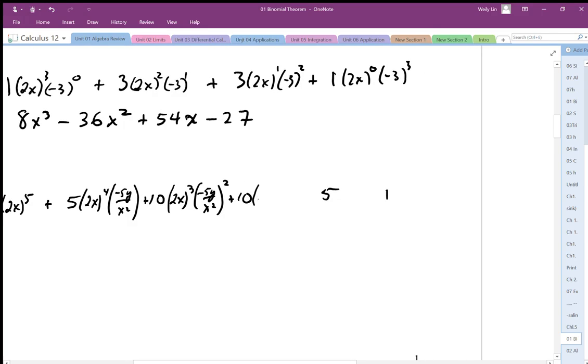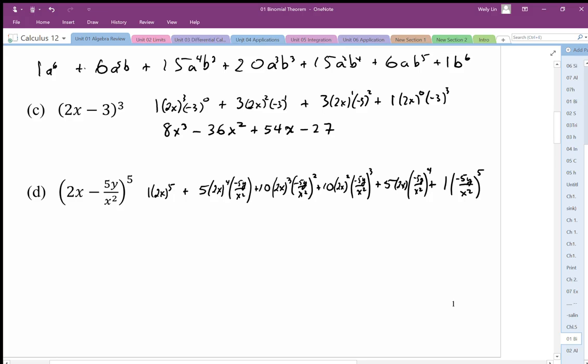okay, this is going to be 2x squared negative 5y over x squared to the power 3 plus 2x, and then this is going to be negative 5y over x squared to the power 4 plus 1, and this is going to be negative 5y over x squared to the power 5. Okay, so I'll leave the 0 power out of that.